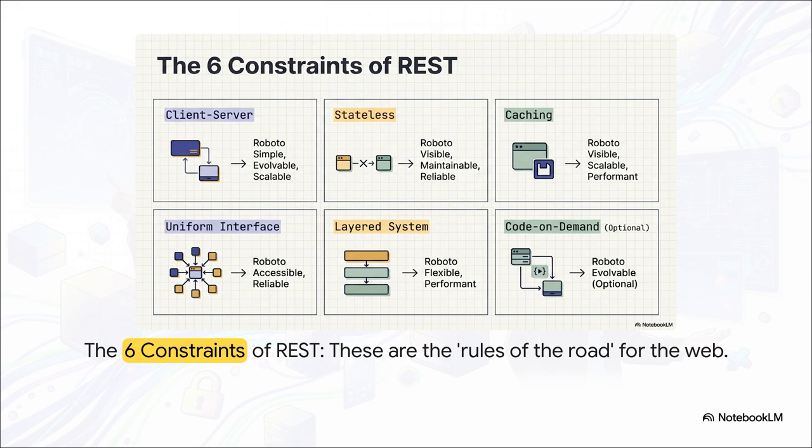But REST isn't just a total free-for-all. Its real power comes from 6 core constraints. Think of them as the rules of the road for the web. And while all of them are super important for building systems that can scale, there's one that is just absolutely crucial for us to understand our journey, and that's statelessness.